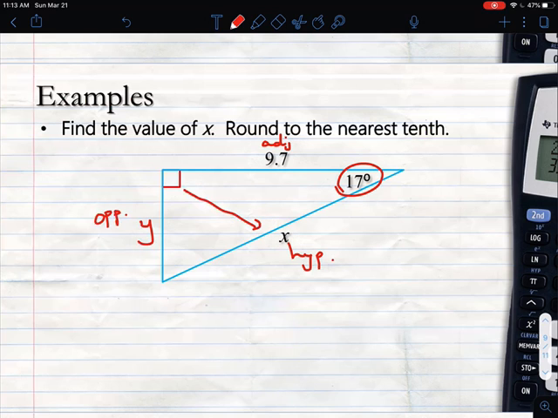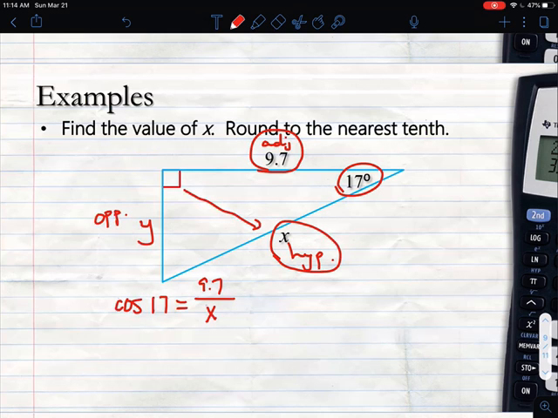X is the hypotenuse, and I want to try to solve for that. Well, the only other piece that I have to go with that would be my adjacent. So if I have adjacent and hypotenuse, that tells me I need to use cosine. So I'm going to start setting up my cosine. So cosine of 17, the angle always goes with the trig. When I go to set up my fraction, adjacent goes on top, so 9.7. Hypotenuse goes on bottom, x. And now I have an equation I can solve.